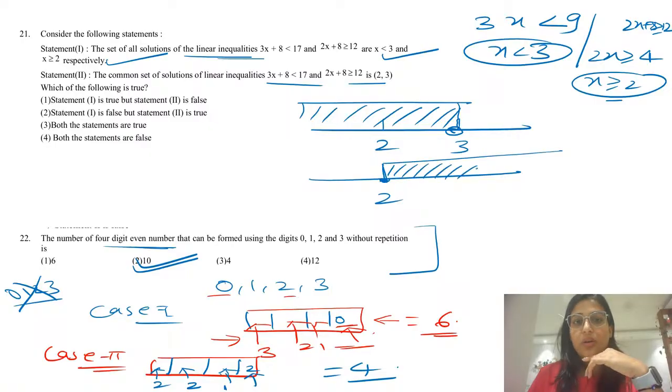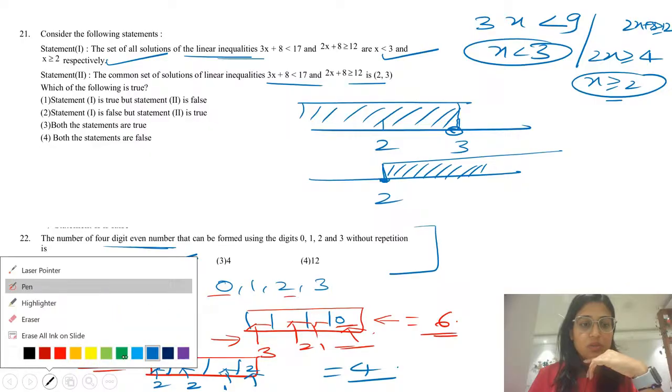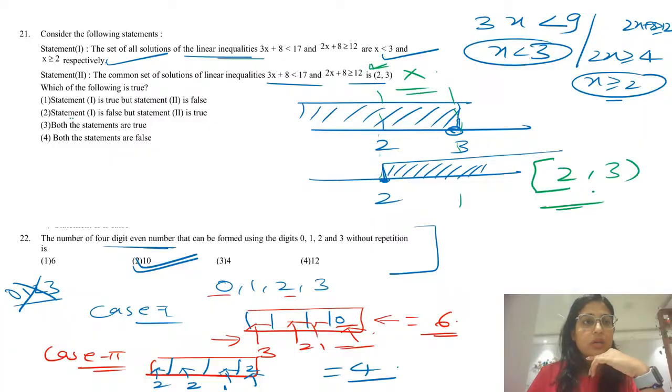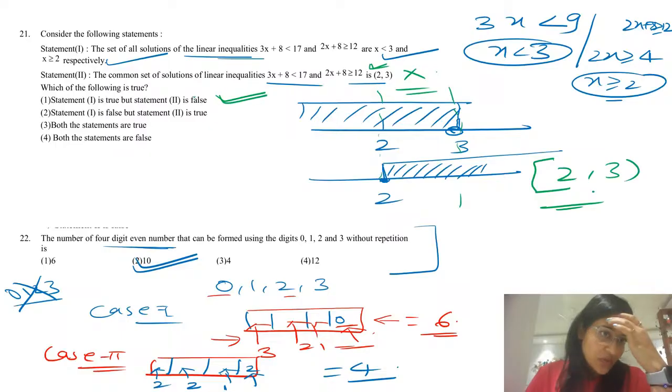Now we know the common set is the common part of both the graphs. So here on the number line, this is the common solution. Write the solution here, 2 and 3. 2 is included, but here it is given as open. So this is wrong. Statement 1 is true, but statement 2 is false. First option is the correct option.